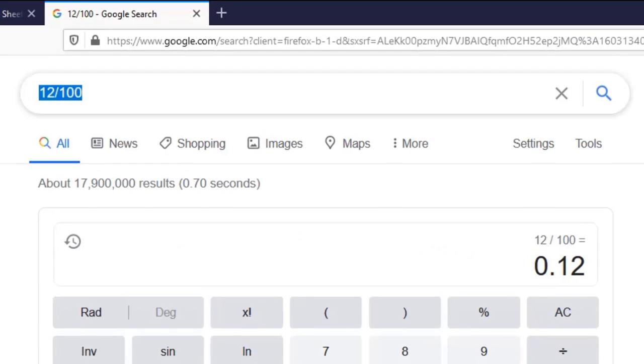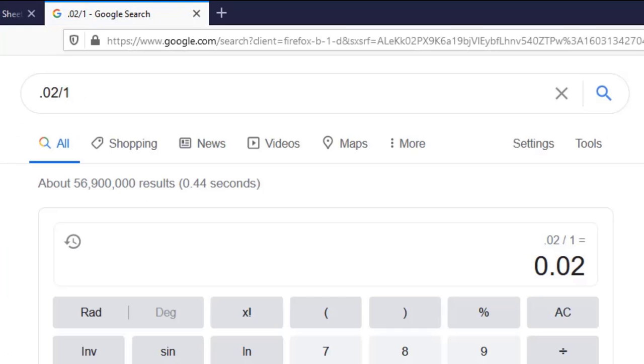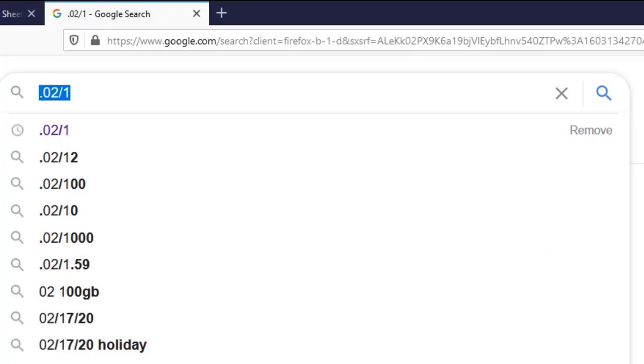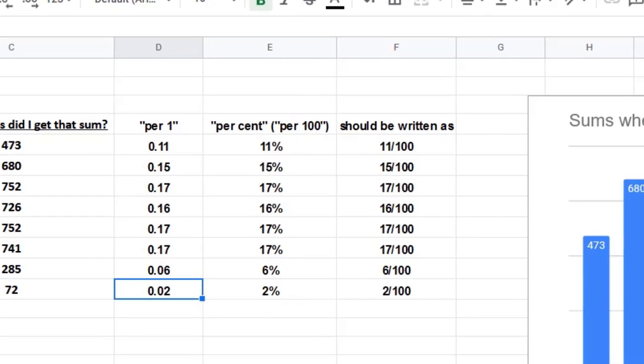If you don't believe me, come over here. 0.02 divided by 1. 0.02. 2 divided by 100. 0.02. They have the same numerical value, because they are equivalent. Hopefully this was good practice in going back and forth between a decimal per 1 and a percentage per 100. I hope it helped.